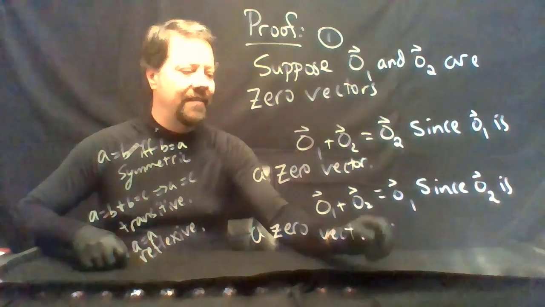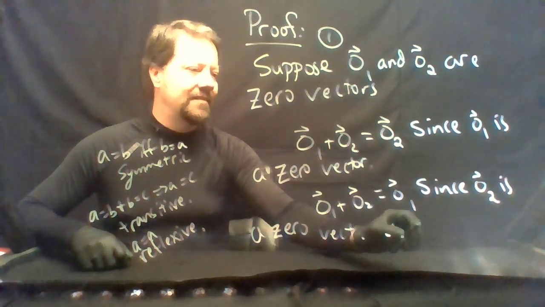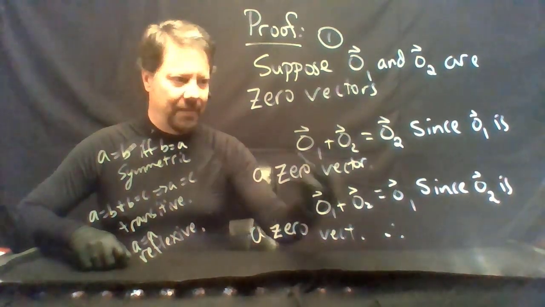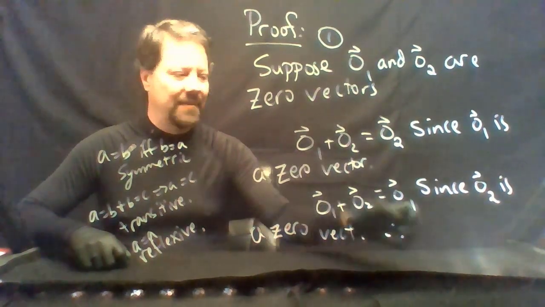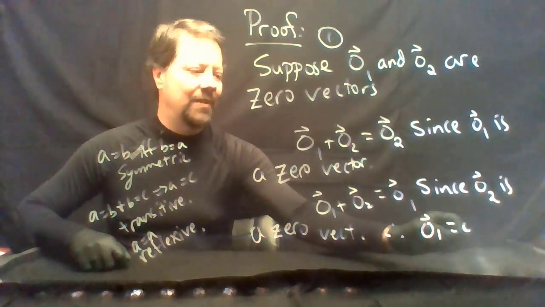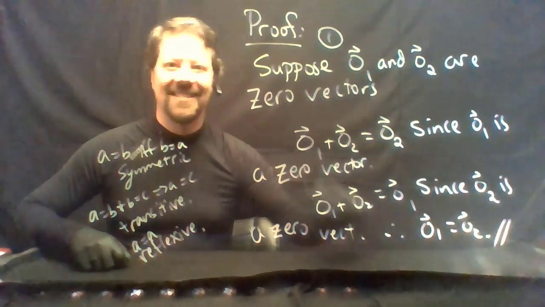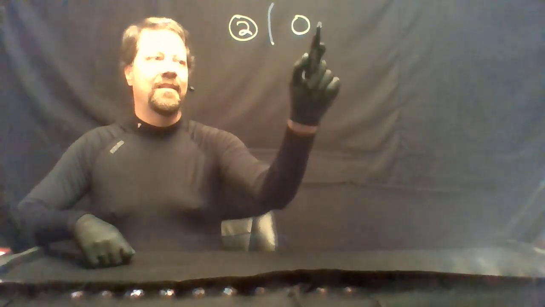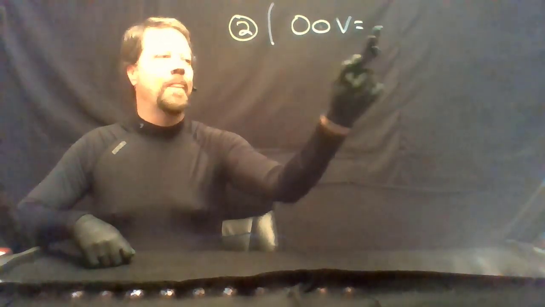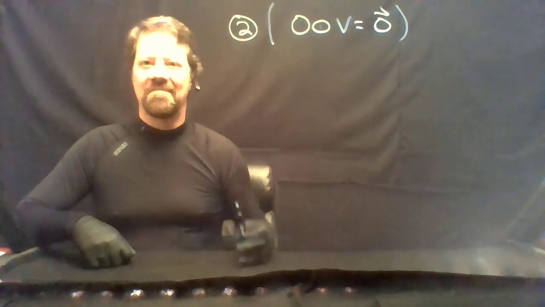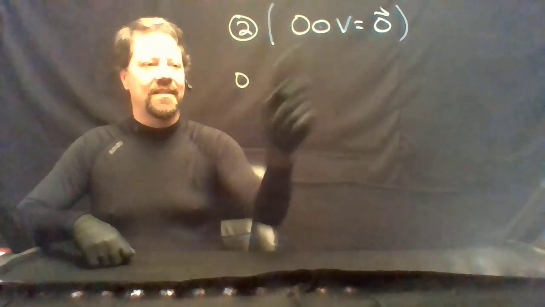What we get, therefore, since these are the same, is that 0₁ equals 0₂. So they're the same. On part 2, we're supposed to prove that 0 times a vector is the zero vector. Let's start on the left-hand side.